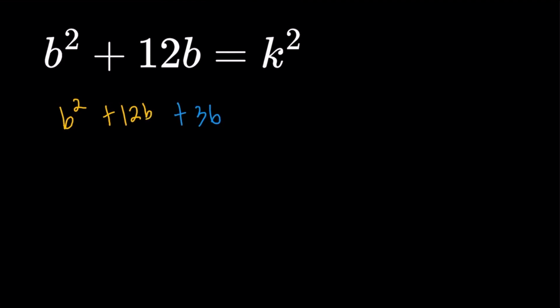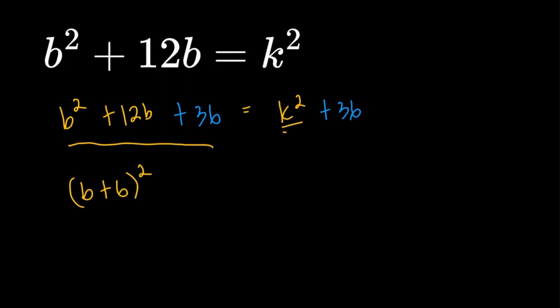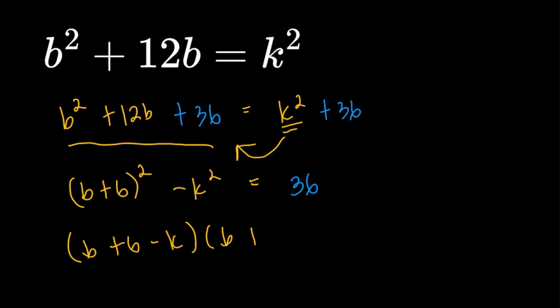So b squared plus 12b, completing the square here, I'm going to add 36 to both sides of the equation. On the left side, this becomes the square of b plus 6. I could put the k squared on the other side, minus k squared, then 36 on the right hand side, and factoring here because we do have a difference of two squares. Typically whenever you see squares in a Diophantine equation, the difference of squares may be used. So try to complete the square and you might observe something nice such as this one. Factoring will give me this as the first factor and this as the second factor, and they have a product of 36.